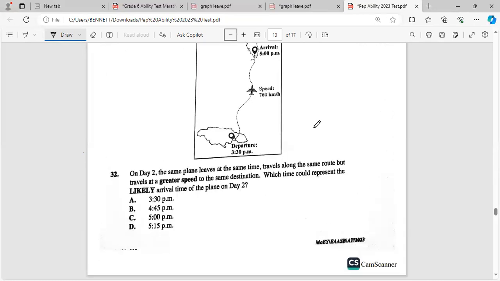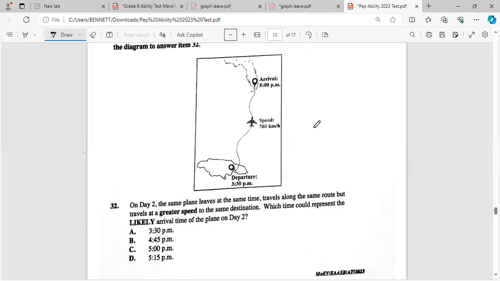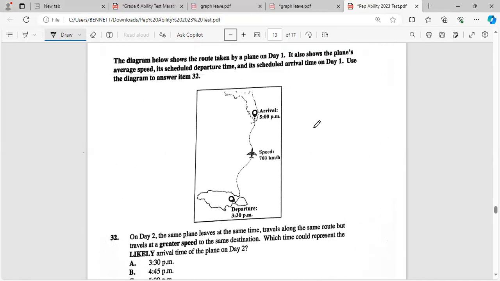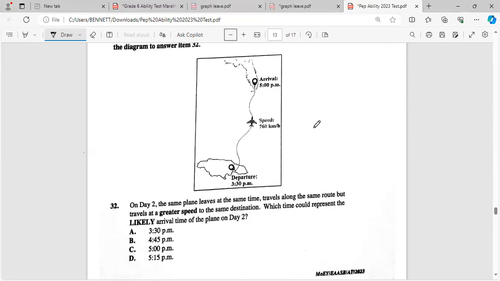Okay, sir, by looking at the diagram, it says it left Kingston Norman Manley International Airport at 3:30. It's traveling at 760 kilometers per hour. It ends up reaching Miami, Florida at 5. Did they say Miami, Florida? Did they say Miami, guys? We don't know if it's Miami. Alright. Sir, I know because I know the Miami map. Oh, you know the Miami map. Alright, go ahead.